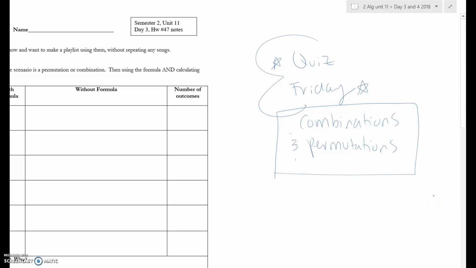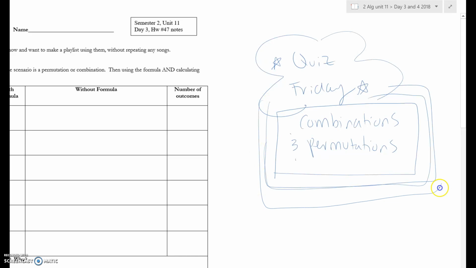Just a quick reminder before we have a quick discussion about permutations and combinations that you do have a quiz coming up Friday. There's a quiz Friday. On that quiz, you'll be expected to know permutations and combinations, know when to use which, when does order matter, know how to use the formula, and maybe know how to use it without the formula if that's your preferred method. But do recognize the formulas.